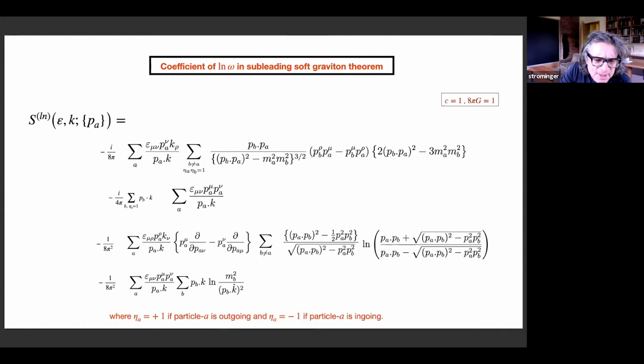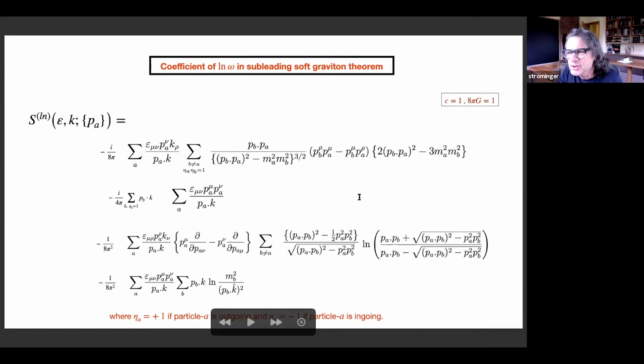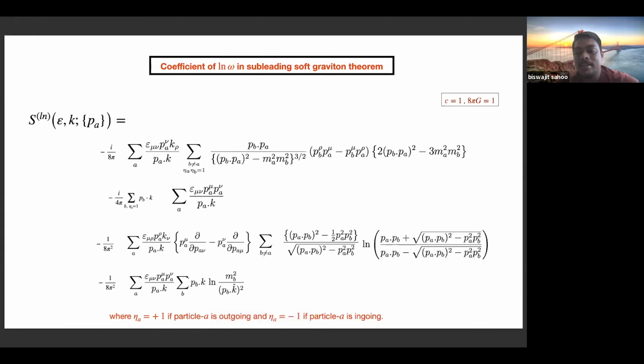Does this all vanish if there are no stable massive particles? Even for massless particles, these are non-vanishing. If all the particles are massless, this log omega is still present. Sorry, if they're all massless, it's still there? Yeah, if all the hard particles are massless, this is still non-vanishing. For electromagnetism, it vanishes, but for gravity, even if they are massless, it is still there.